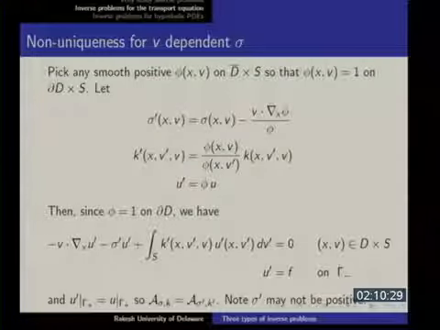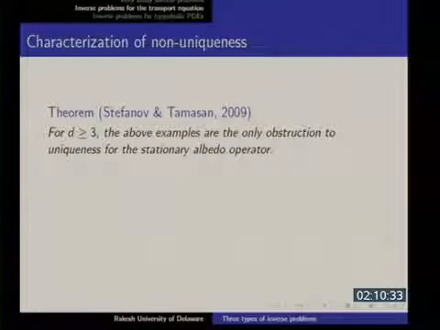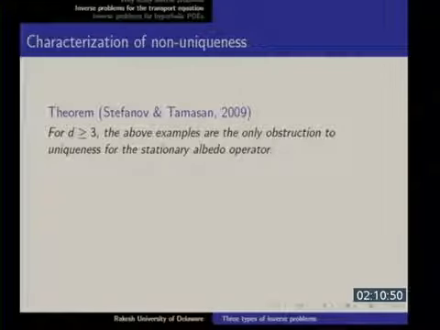Here it is not an open question. In a different paper, Stefanov and Tamasan proved for d greater than or equal to 3 that this is the only obstruction to uniqueness. The converse part is hard. The easy part is to construct an example. Well, not easy, they were the first ones to do it. But proving the converse also takes some effort. So they showed that this is the only obstruction to uniqueness.